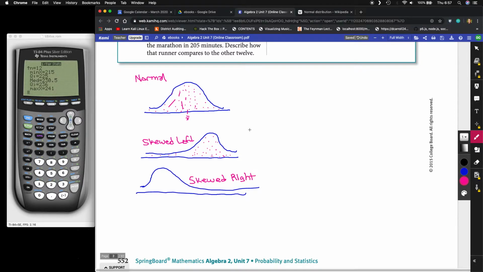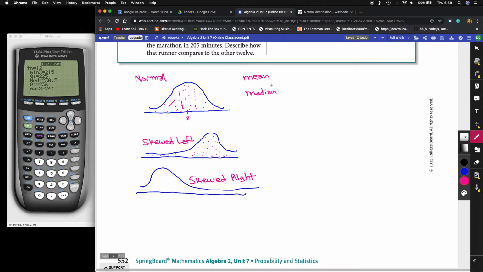And it's important now to talk about measurements of central tendency. There are three measurements of central tendency. We have the mean. We have the median. Median.